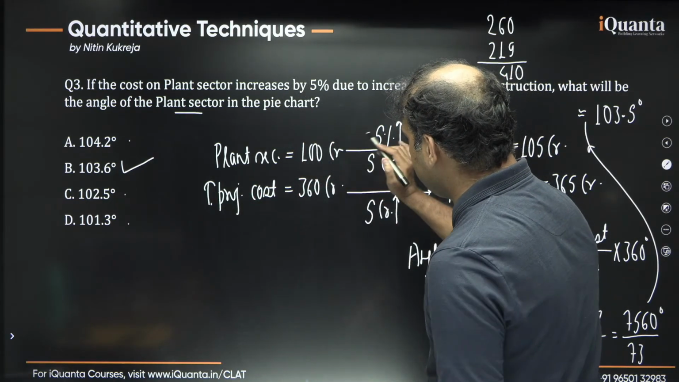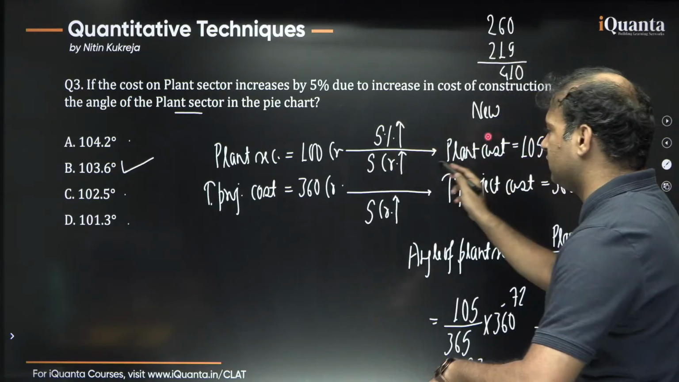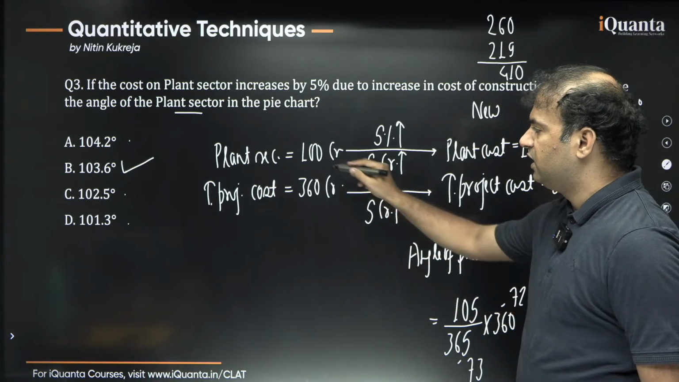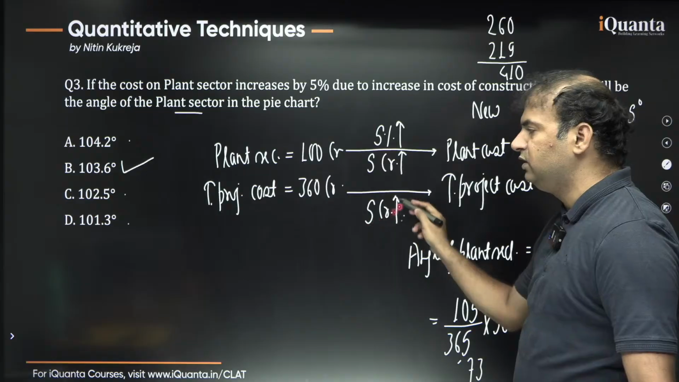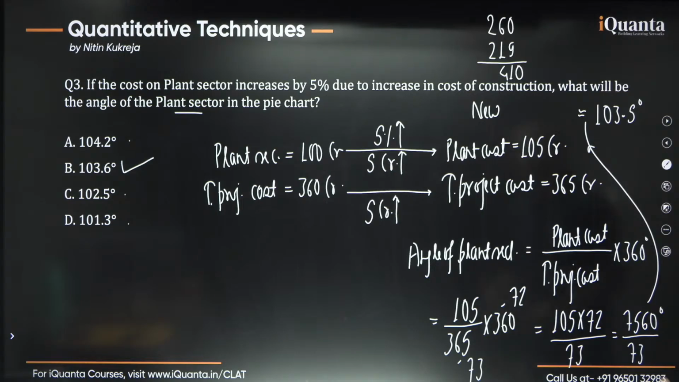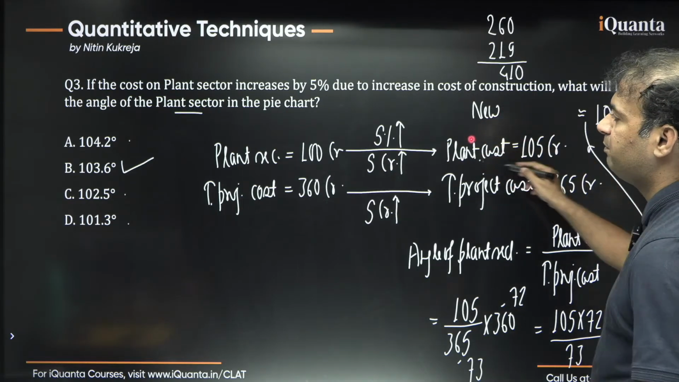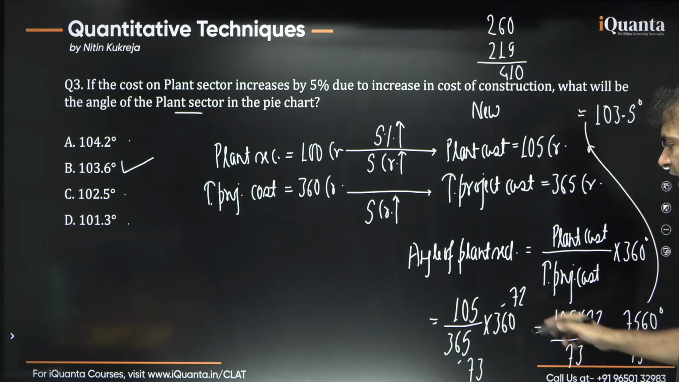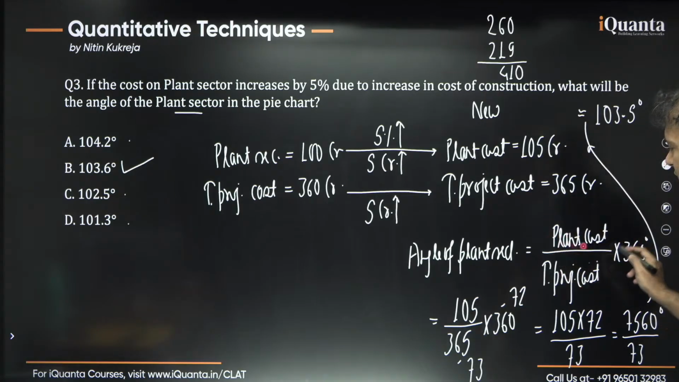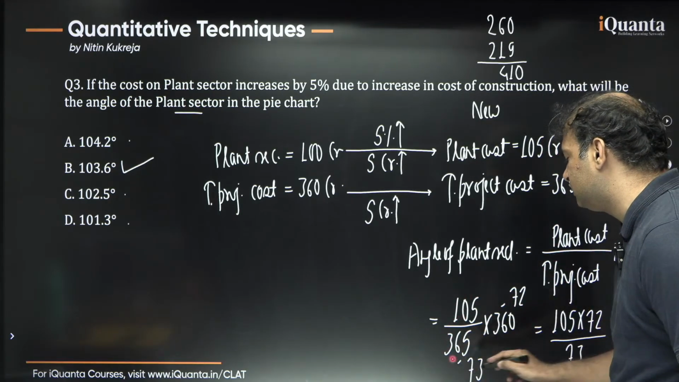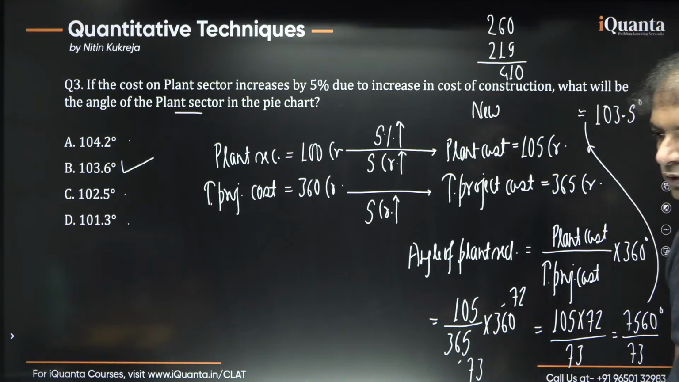Now see, only the plant sector cost is increasing by 5 crore, right? So because of which the total project cost will also increase by 5 crore, obviously, right? If one sector is increasing, then it will affect the total cost as well. That means the total project cost now must be 365 crores. So in the end, we just have to find the angle of the plant cost with respect to the pie chart, right? So we'll write what? The angle of the plant sector is the new plant sector cost divided by the new total project cost into 360, right? Now the new plant cost is 105, the new project cost is 365, into 360. This is the only thing we had to do, all right?